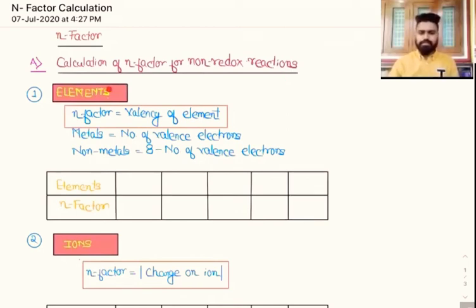For elements, as you can see on the screen, n factor is equal to the valency of the elements.